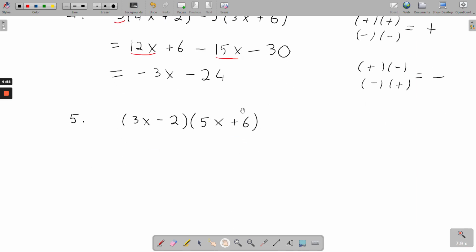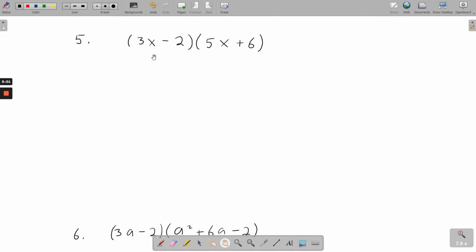So next question. Now this time we've got two brackets multiplied by each other. The method for doing this is you take the first symbol. We'll call this symbol 1, and then you multiply it by this. Next, you take the second symbol, which is minus 2. Label that symbol 2, and we're going to multiply it by this. So in the first case here, we'll take symbol 1, and I'll put a red arrow to show that. We're going to take our 3x, and we're going to write it 3x, and then multiply it by this bracket here, 5x plus 6.